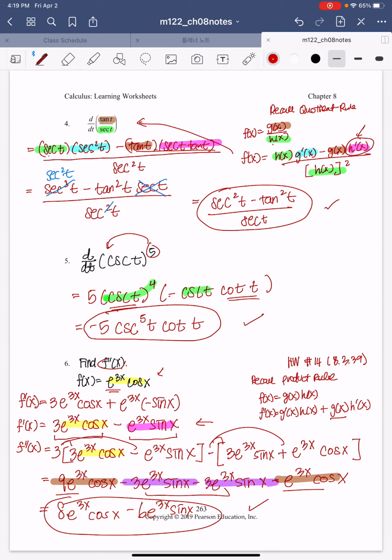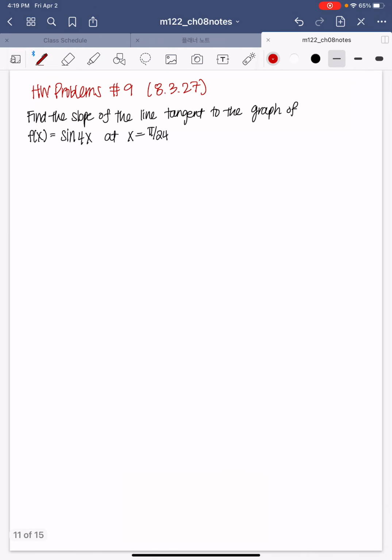Okay. Let's take a look at the last problem of the section, homework problem number 9. It's the exact same type of problem. Find the slope of the tangent to the graph of f of x equal to sine 4x at x equal to pi over 24. First, the word slope of the tangent line means take the derivative. That's what the slope means. But where? Then evaluate it at pi over 24. So that's what the question is asking.